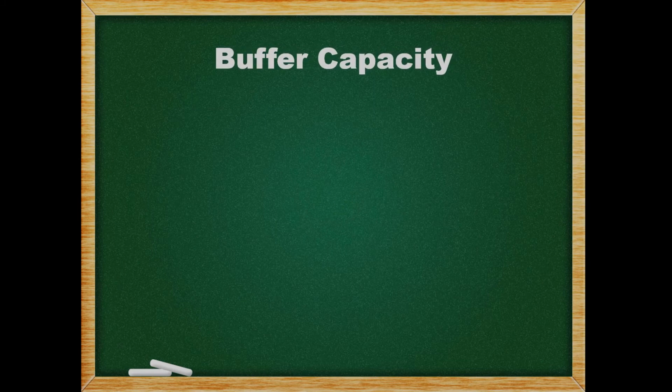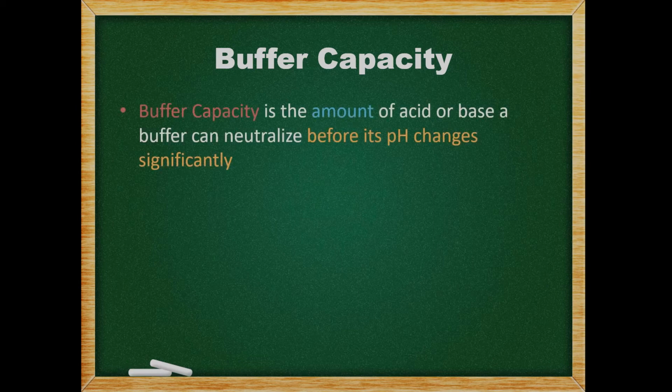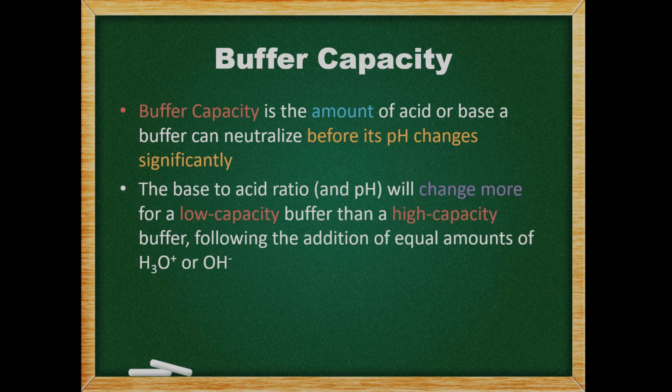A buffer's resistance to change in pH depends on the absolute concentrations of its components. A higher concentration of a weak acid and its conjugate base means a buffer can neutralize more strong acid or base before its pH changes significantly. A low-capacity buffer with the same ratio as a high-capacity buffer would experience a greater change in pH following the addition of equal amounts of hydronium or hydroxide.